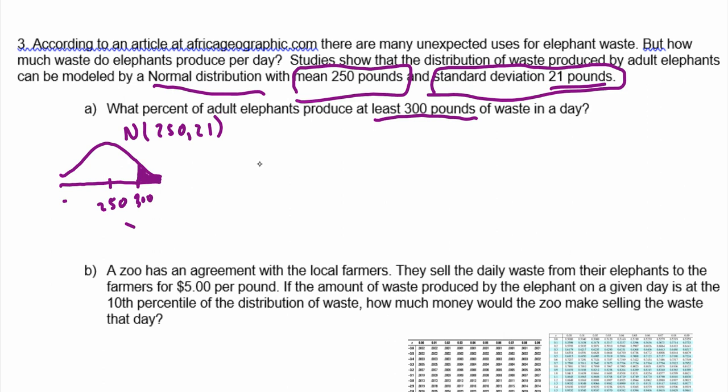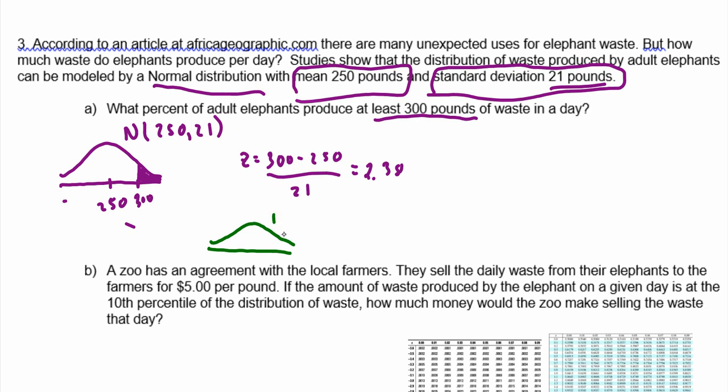So now, from here, what we're going to do next is find the z-score. Because it's a normal distribution, I'm going to figure out the standardized score for 300 pounds. So I'm going to take 300 minus 250, divided by 21. Now, when I punch that into my calculator, I'm going to get a value of 2.38.